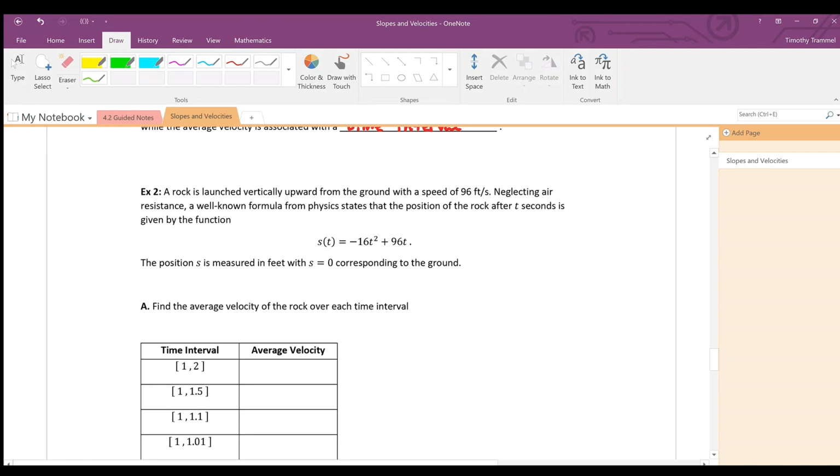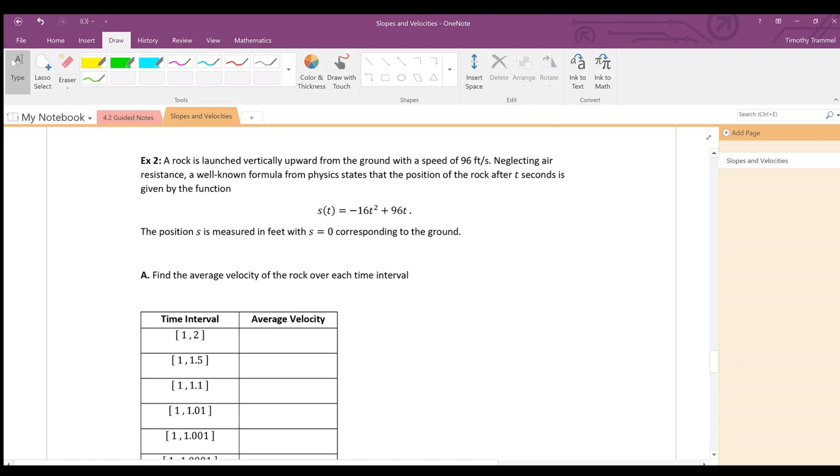All right, let's move down here a little bit. Okay, so a rock is launched vertically upward from the ground with a speed of 96 feet per second, neglecting air resistance, a well-known formula from physics. So if any of you have had physics, you probably have seen lots of equations that look like this. Okay, and if you're going to take physics, you will see lots that look like this. And this thing states that the position of the rock after t seconds is given by the function, okay? And s equals 0 would correspond to the ground.